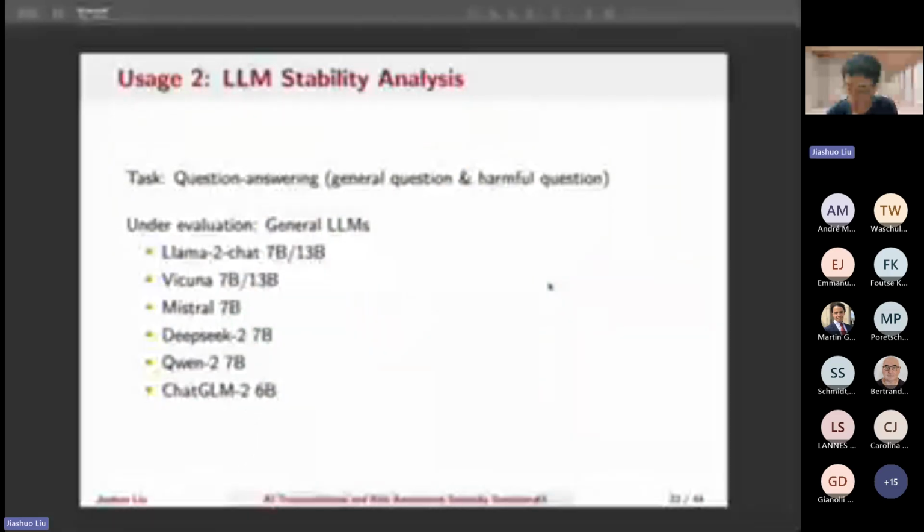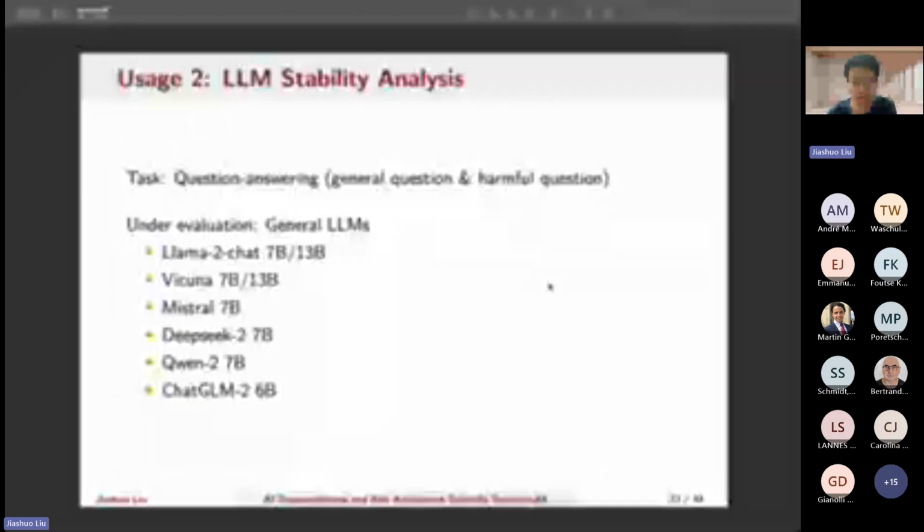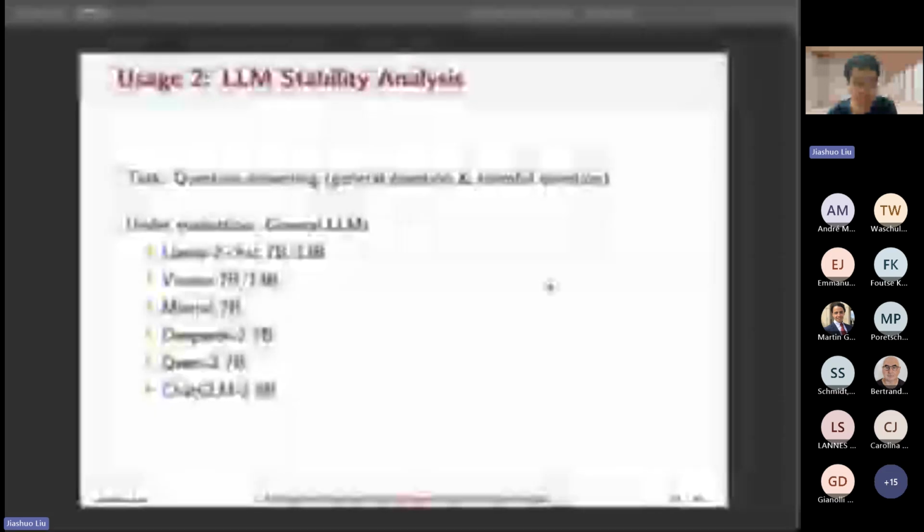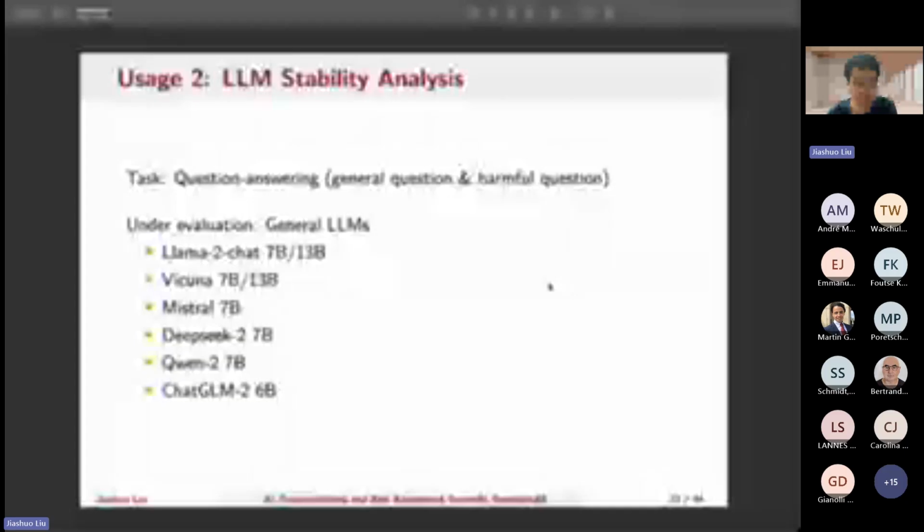And the second use case is for large language models. And here the task is question answering, which considers two kinds of questions. The first is general questions, and the second is harmful questions. And here we compare 6 general LLMs. Since this work was done last year, the LLMs here may not be the SOTA LLMs recently.